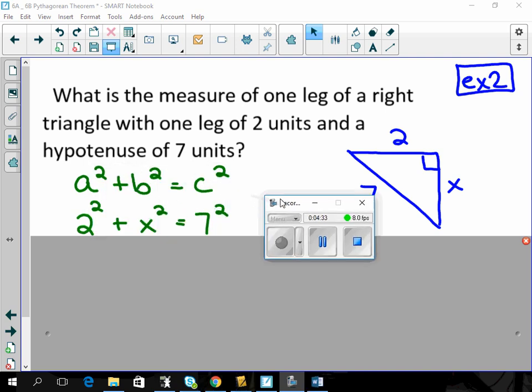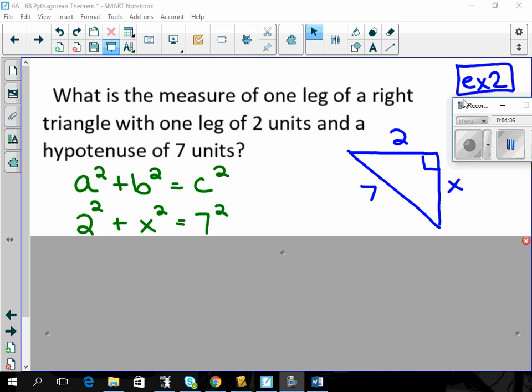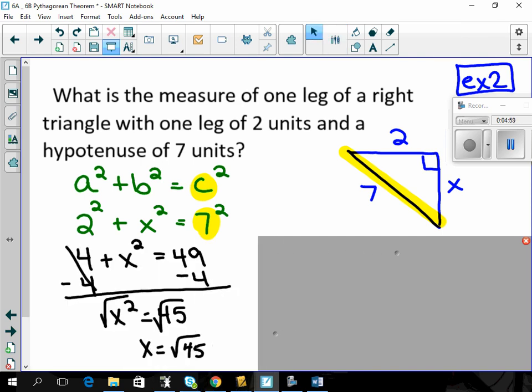When we put these numbers inside our Pythagorean theorem, you have over here on the left 2 squared plus x squared equals 7 squared. Remember that the hypotenuse is what goes on the C. Sometimes it's a variable, sometimes it's a number. Here it happens to be 7. As we continue to look at this problem, we're going to go ahead and simplify it. So I have 2 squared is 4, 7 squared is 49. Subtracting 4 from both sides, I get x is equal to the square root of 45.